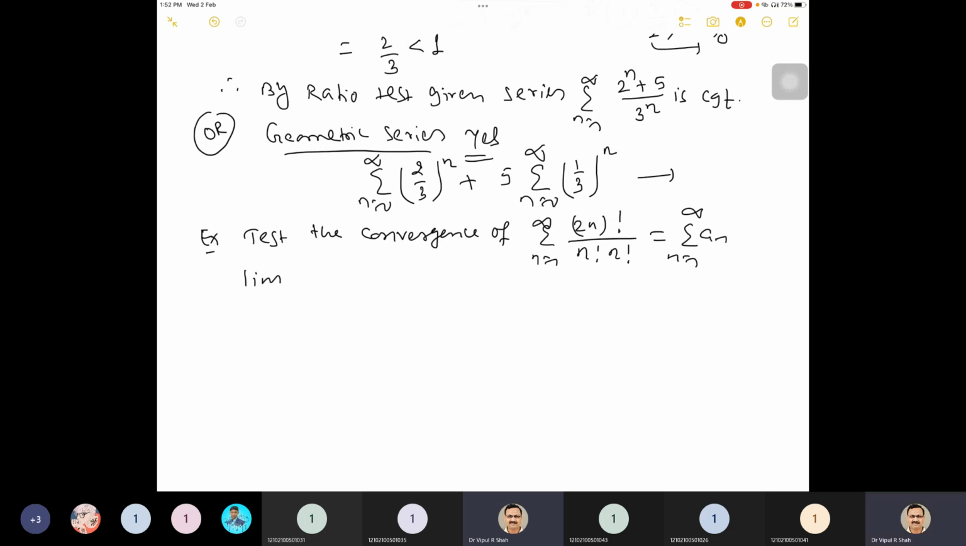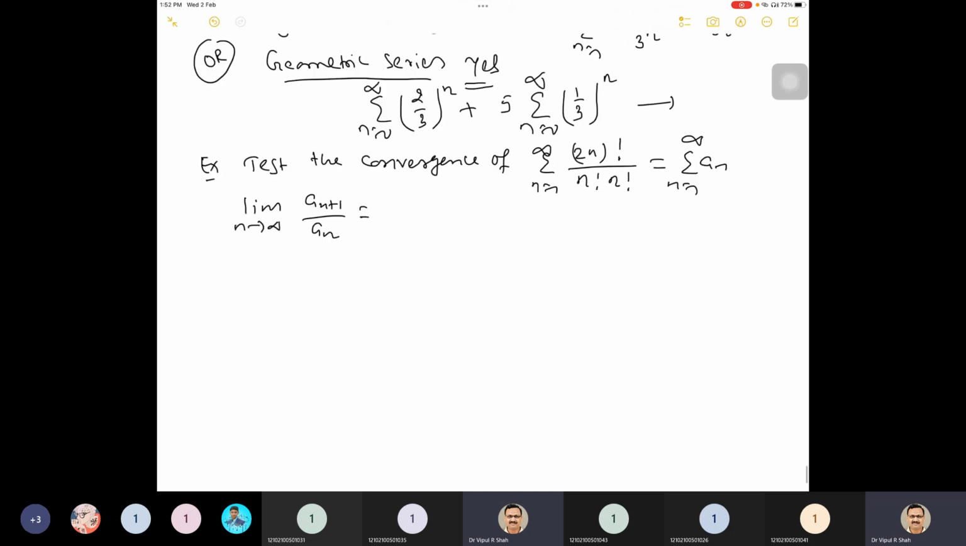So let us find the limit a_(n+1) upon a_n. So this is equal to limit n tends to infinity (2n+2)! upon (n+1)! (n+1)!, divided by a_n, so this is (2n)! upon n! n!. Everyone understood this? a_(n+1) upon a_n. Yes, sir. Okay.